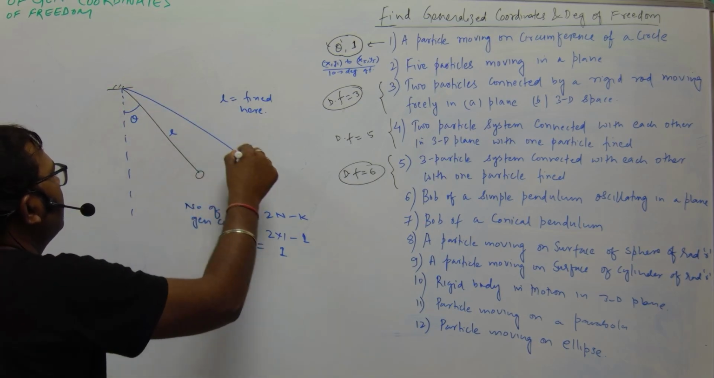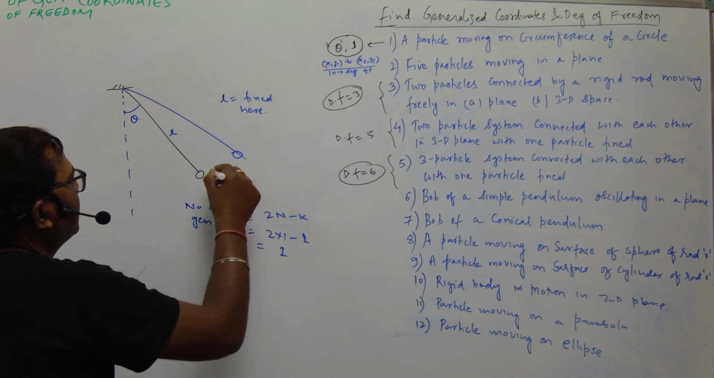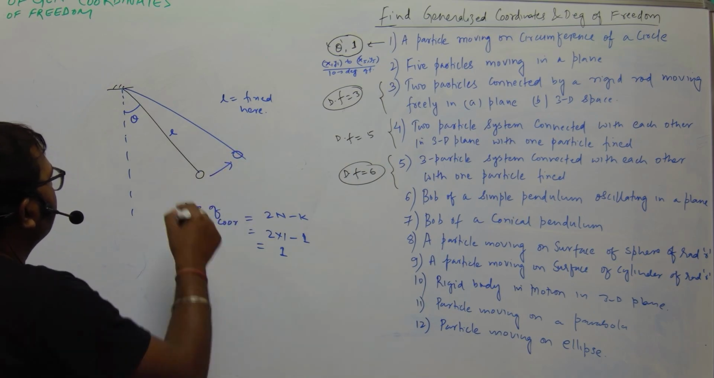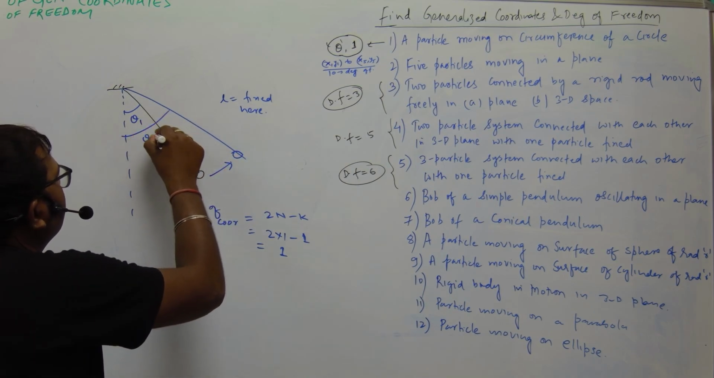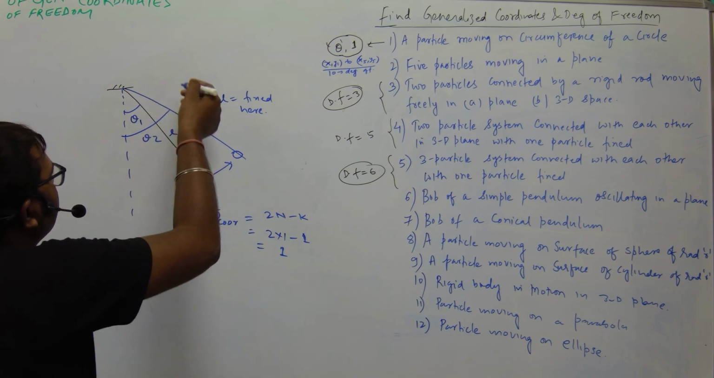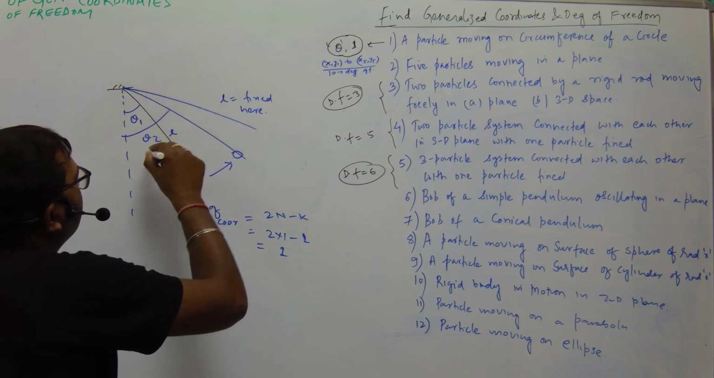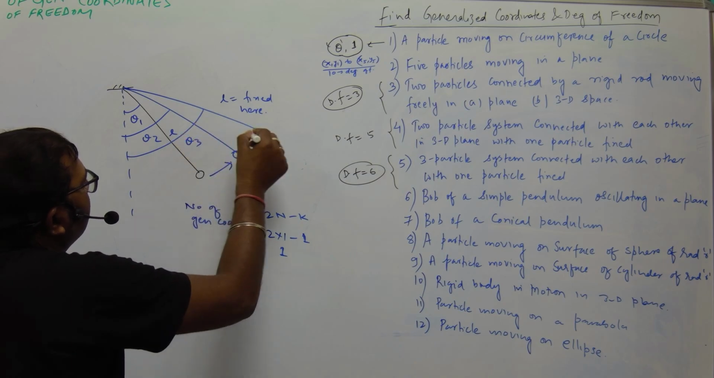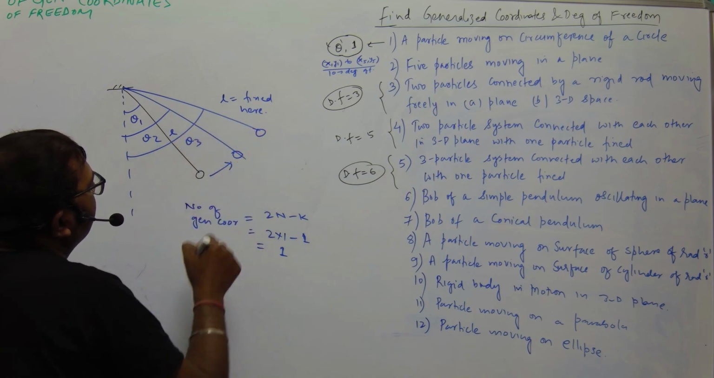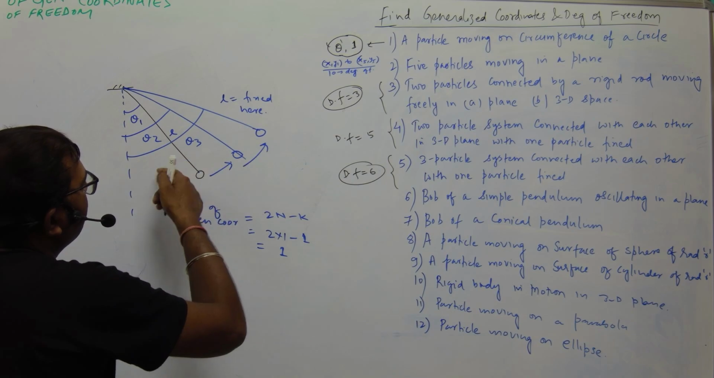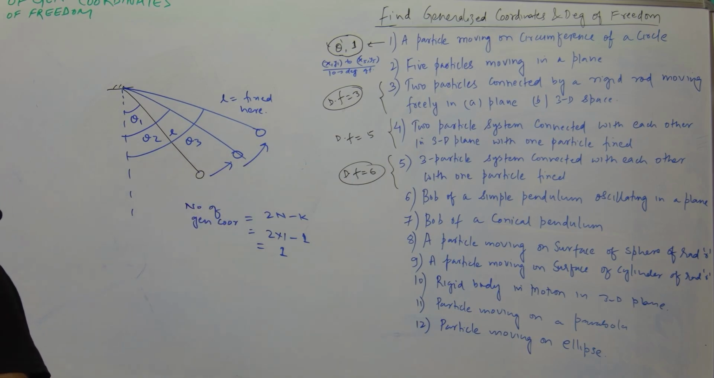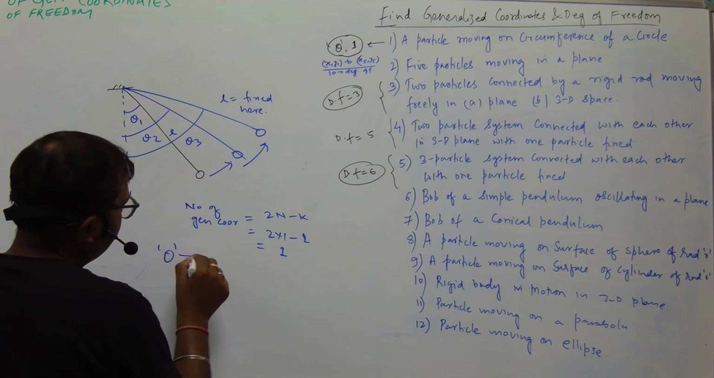On changing the value of theta, the position of particle is getting changed. This is theta 1 and this is theta 2. If we change theta further, we will get the new position of the particle, theta 3. So theta is the generalized coordinate here.